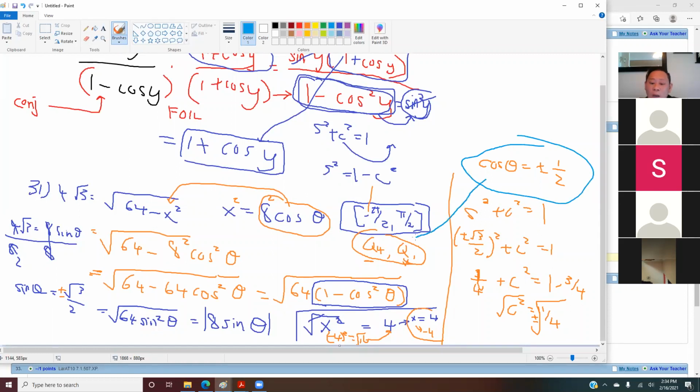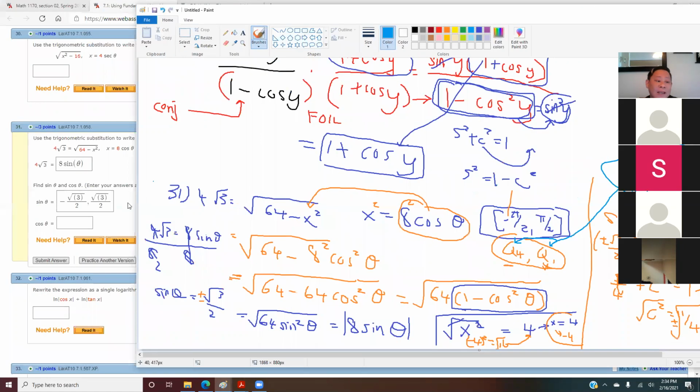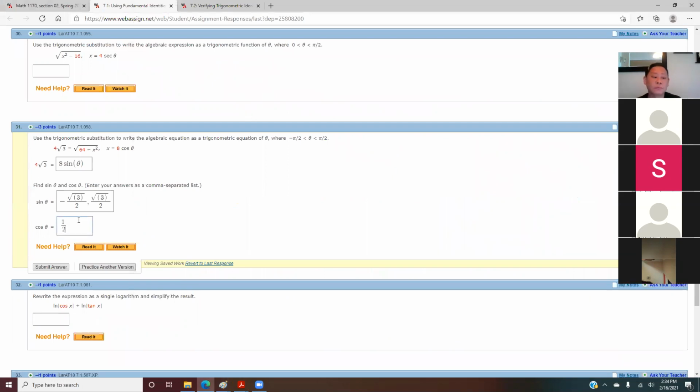Can someone tell me, cosine is positive in quadrant 1 and also in quadrant what? Cosine is positive in quadrant 1 and quadrant 4. Yes. So can you have a minus sign in here? You cannot, because of this bounded domain. So your answer in this case is just 1/2. The reason why you cannot take negative 1/2 is because of quadrant 1 and quadrant 4.